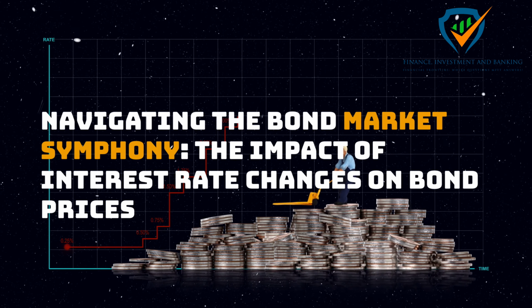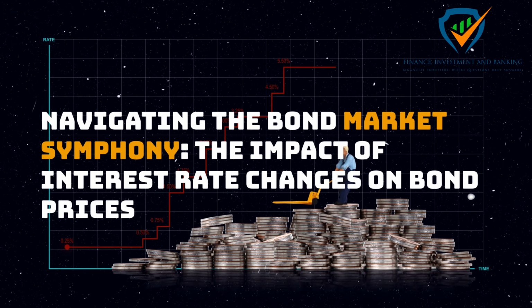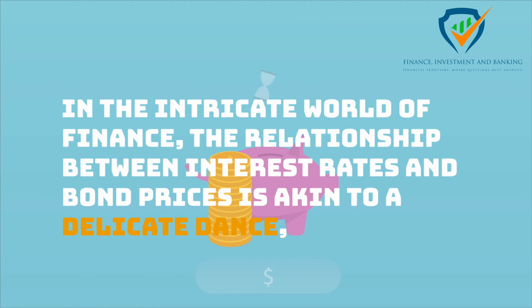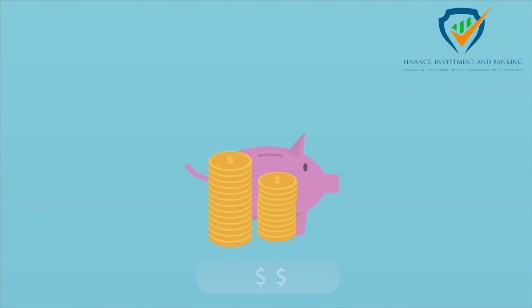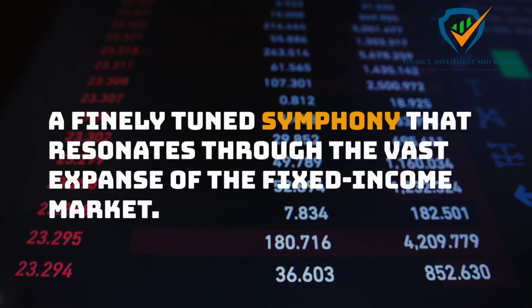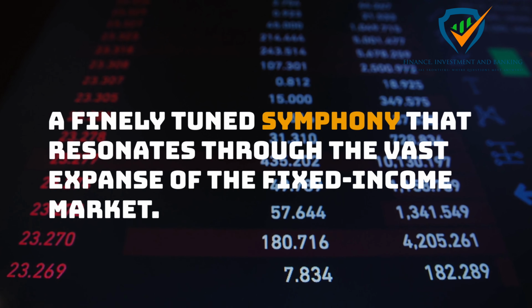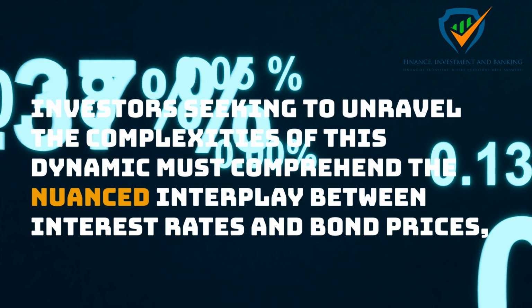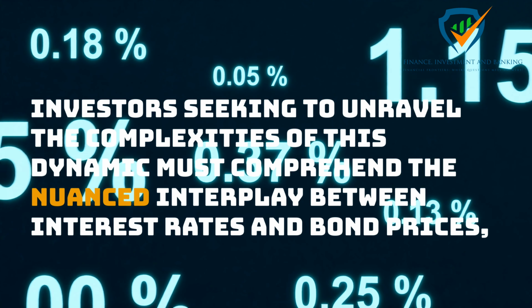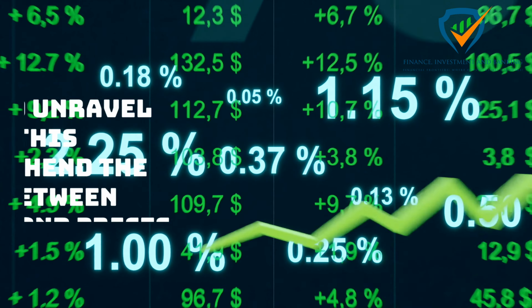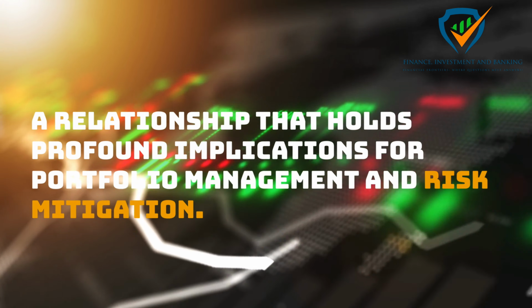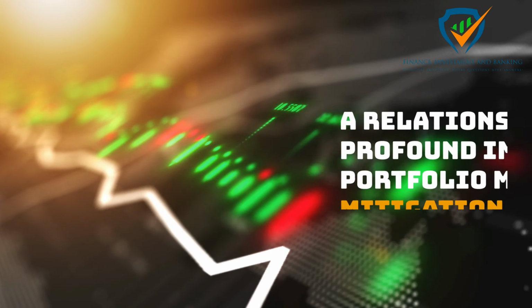Navigating the bond market symphony, the impact of interest rate changes on bond prices. In the intricate world of finance, the relationship between interest rates and bond prices is akin to a delicate dance, a finely tuned symphony that resonates through the vast expanse of the fixed income market. Investors seeking to unravel the complexities of this dynamic must comprehend the nuanced interplay between interest rates and bond prices, a relationship that holds profound implications for portfolio management and risk mitigation.